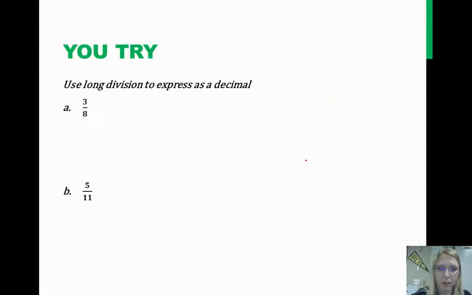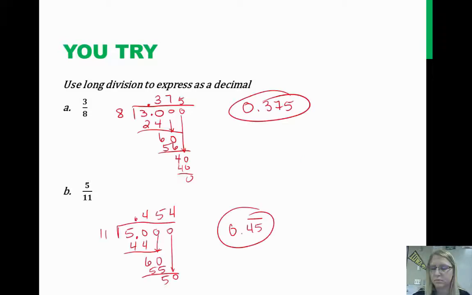Now you should stop the video and try this one on your own and come back and check. This is the answer that I got on Part A was 0.375, and Part B was a repeating decimal again, 0.45 repeating.